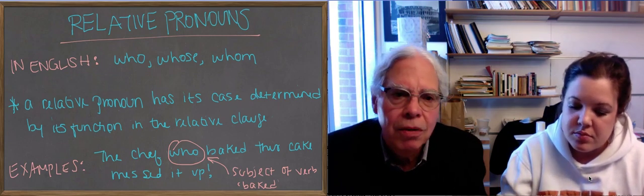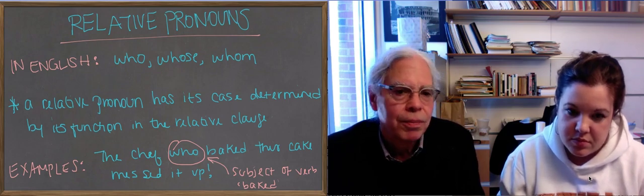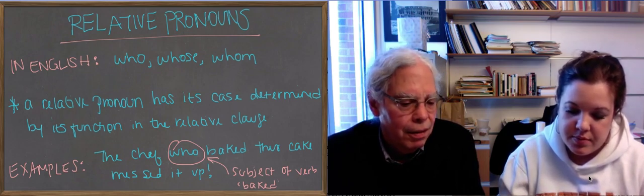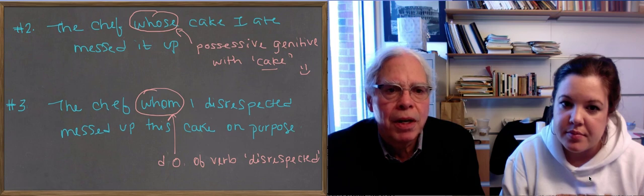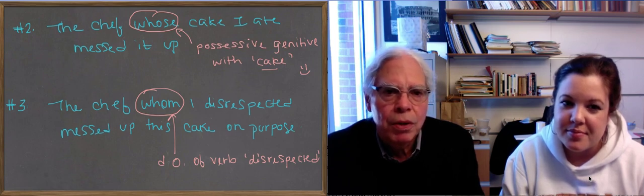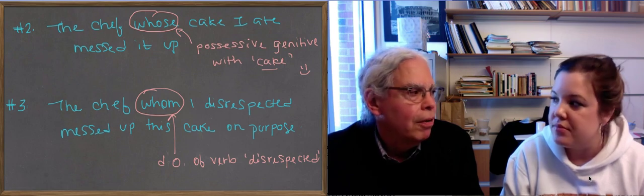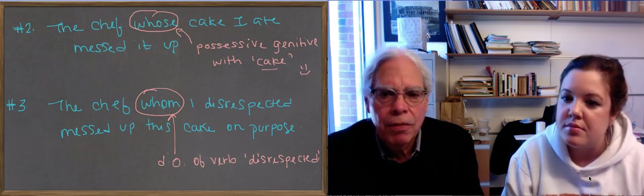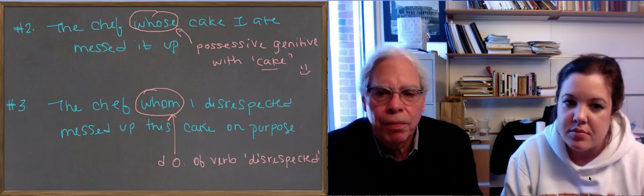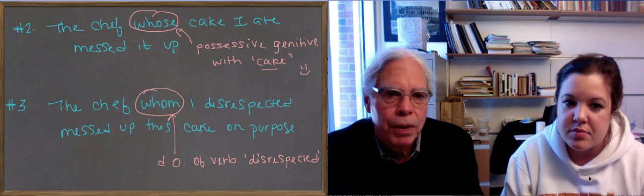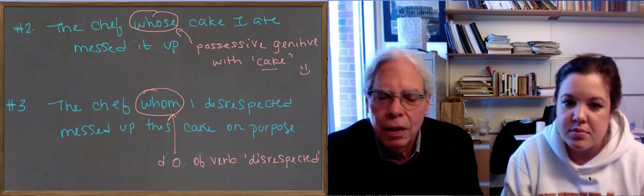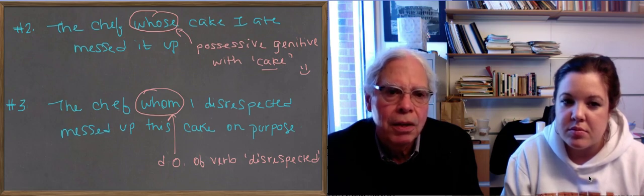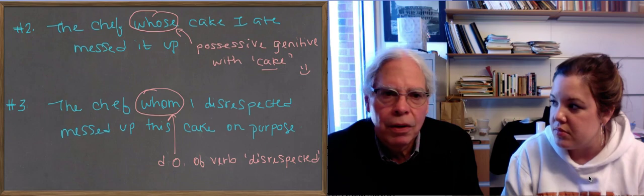Let's go to the next page, okay? We got two other versions of this sentence. So here's number two. The chef whose cake I ate messed it up. Now, whose is spelled in a funny way, but it's really who apostrophe s. It's the genitive of who, right? So we have remains of the inflectional system in Indo-European in the relative pronouns in English. So that's why we want to look at them. But there, that's a genitive, and it's a genitive modifying cake, right? It's a possessive genitive with the word cake. So it's what you want to say in that clause, whose cake I ate, that determines the form of who, right? Not the chef.